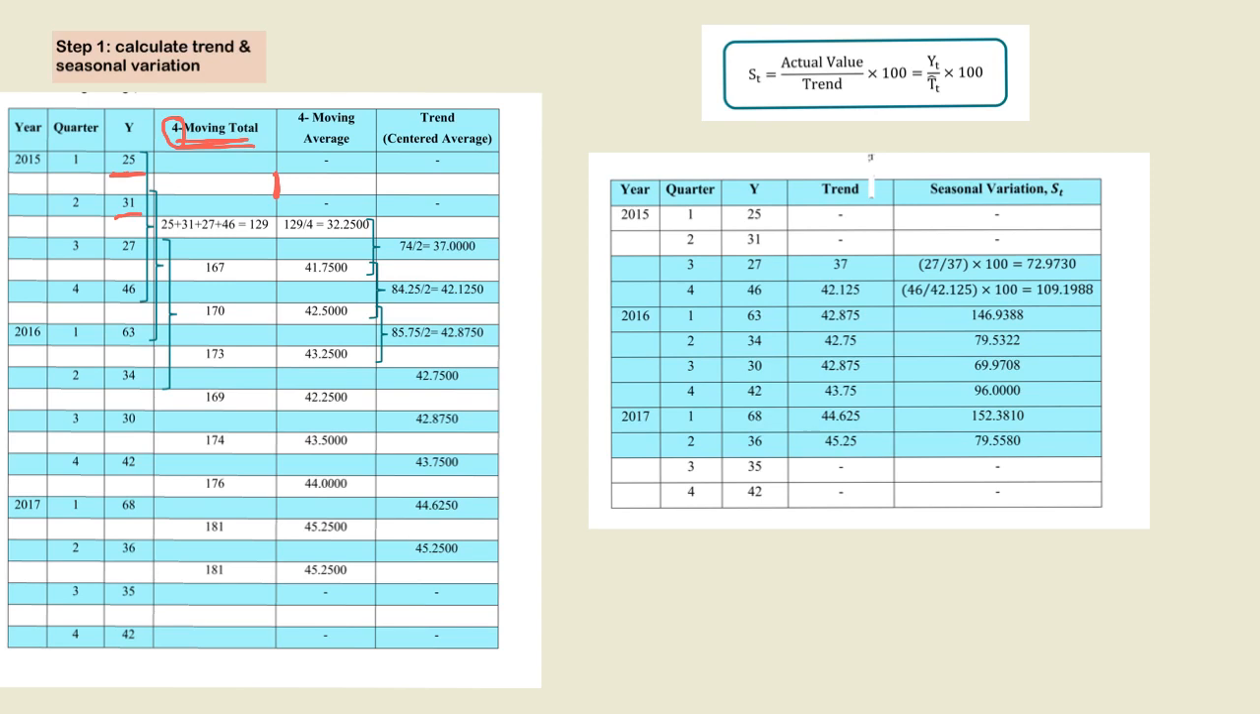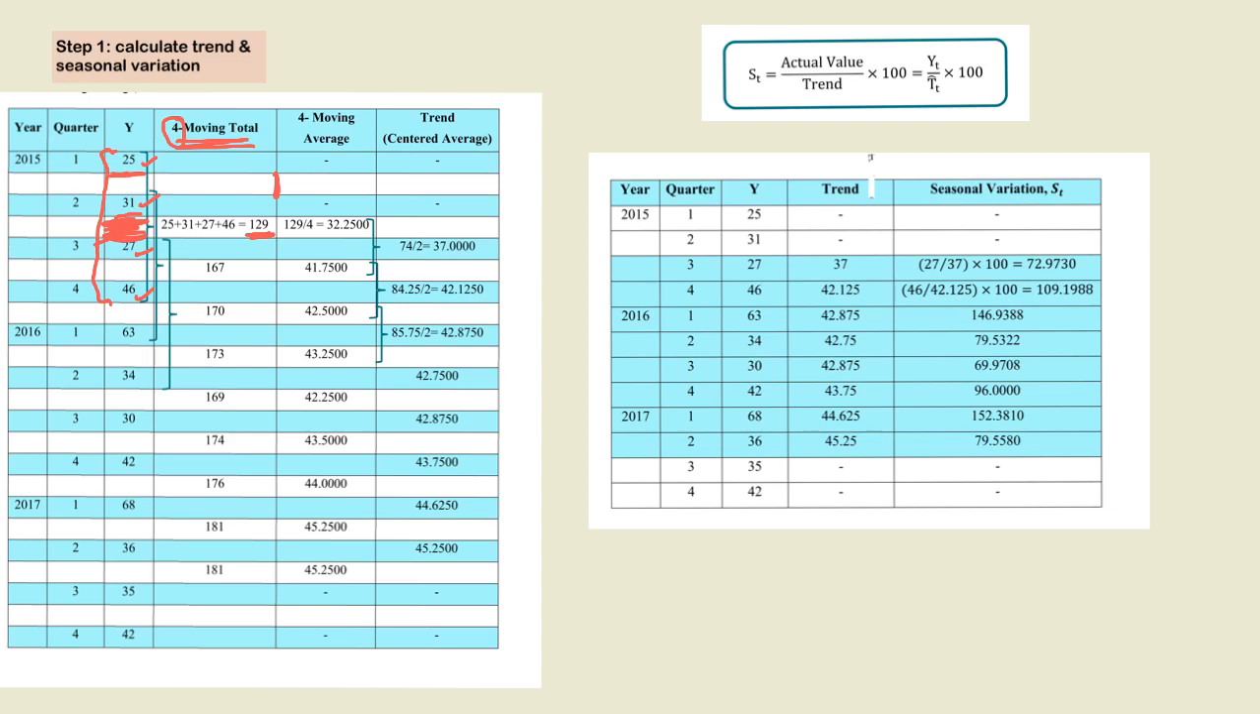So the first one, in order for you to calculate the moving total, since it is 4, you need to total up 4 numbers: 25, 31, 27, 46. And then you need to write the value in the middle. Since the number is 4, the middle would be this row. That's why you need the gap between the quarters. So the total for 4 different quarters is 129.